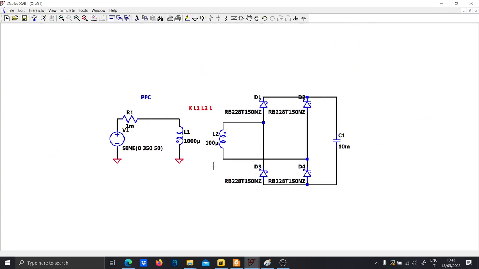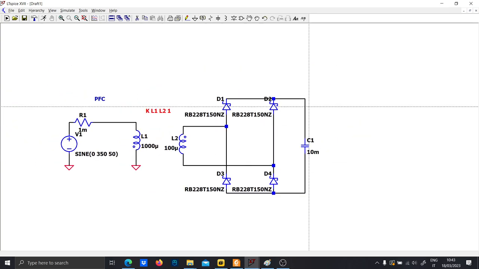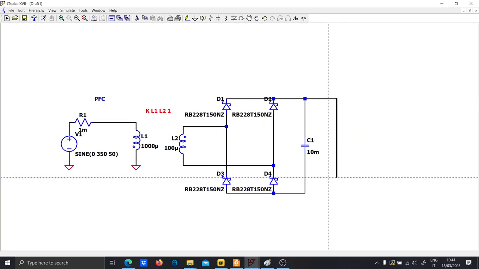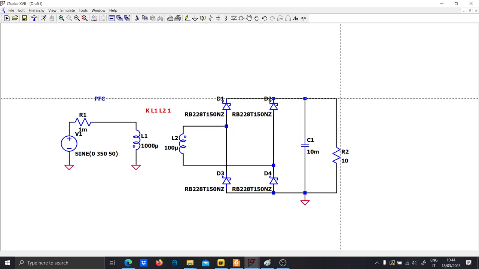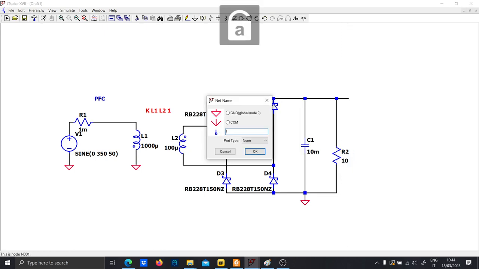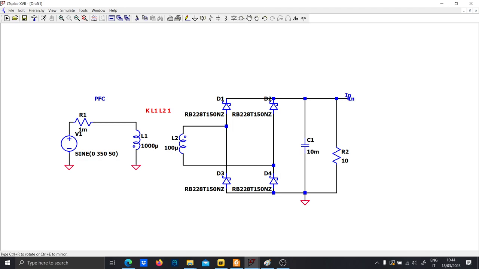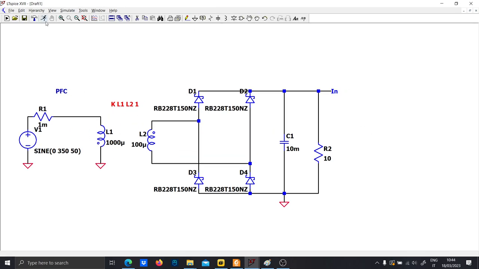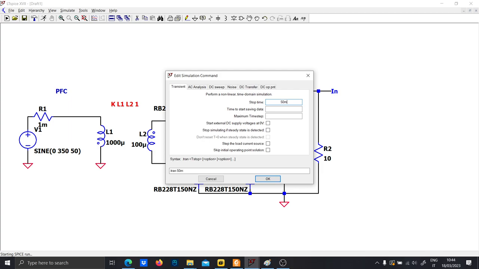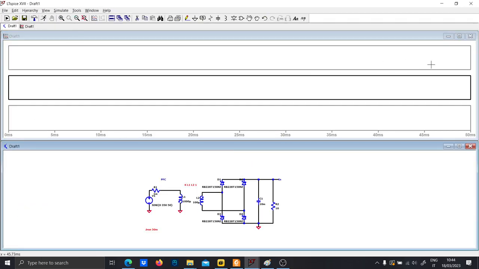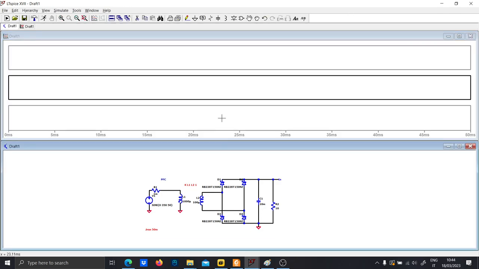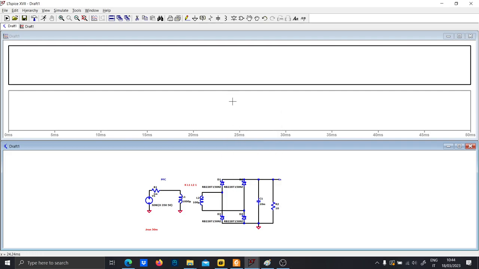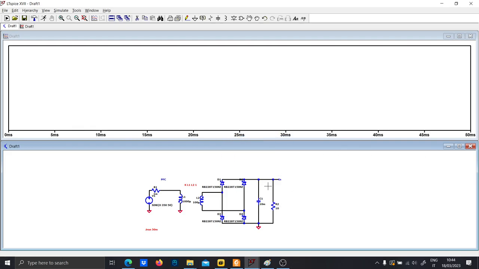Before going on, I think that we should test this stage. Let's ground the load of 10 ohms, and let's call this node in, which stands for the input voltage of our boost. Let's run the simulation for 50 milliseconds. I don't know why it opened three panels, there is no reason for this.